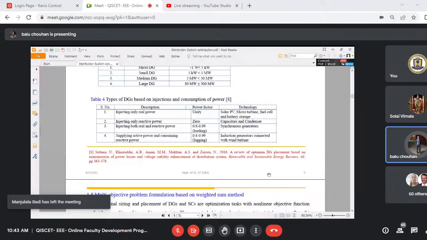So in the reference site, we have to refer to the reference site for a better understanding of the types of DG based on the injection and consumption of power, which are given in the reference site.